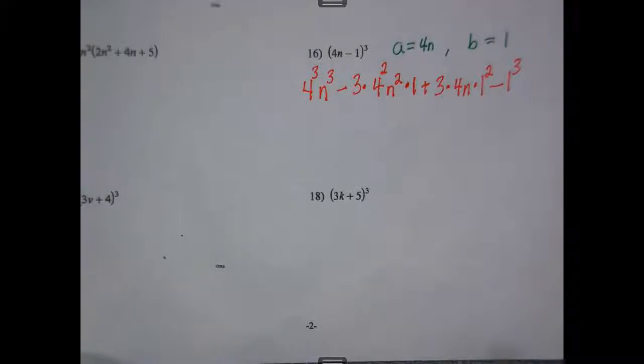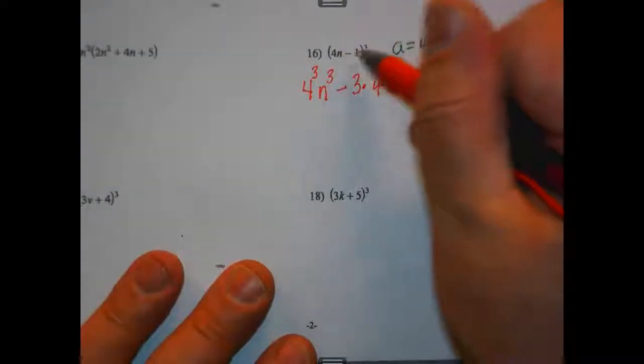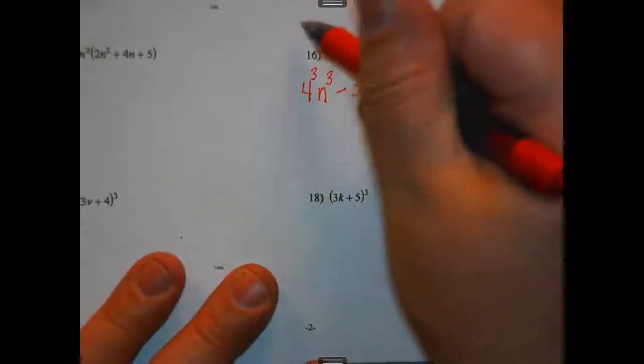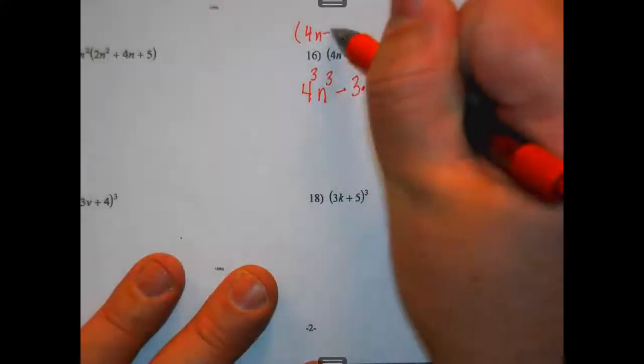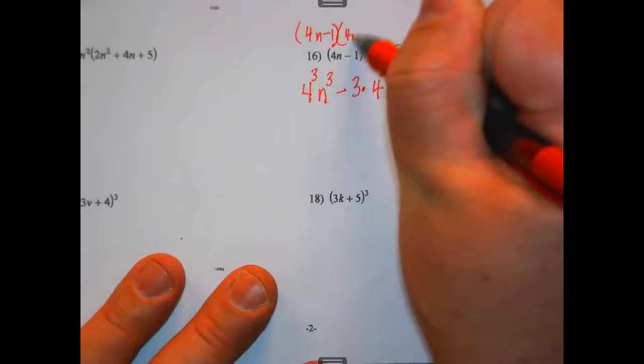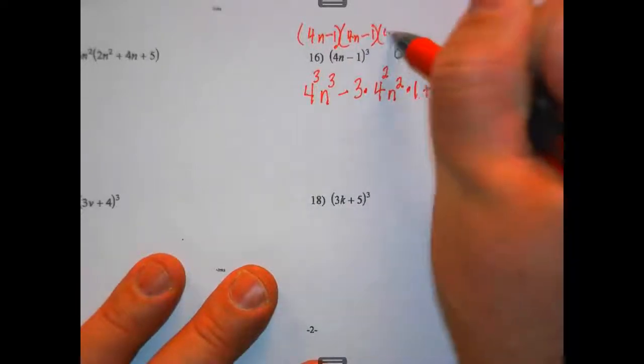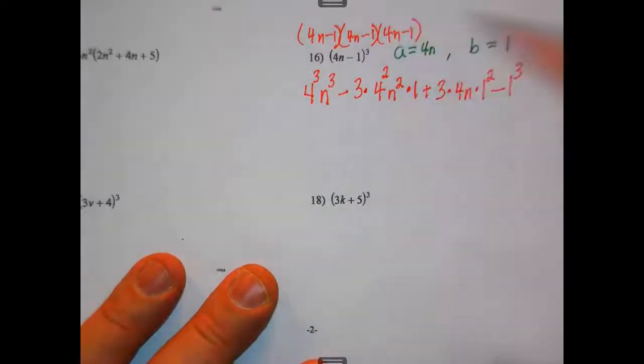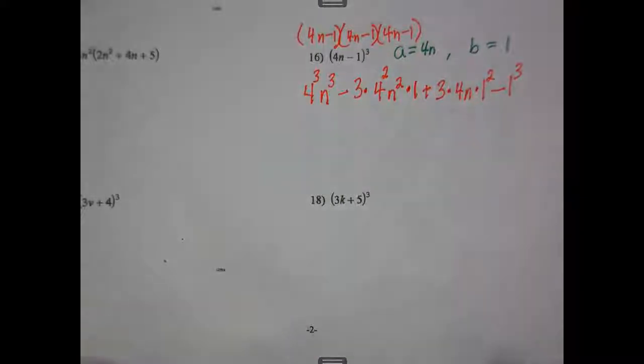Well, 4n minus 1 is a binomial. This really means 4n minus 1 times 4n minus 1 times 4n minus 1. That's why we call it a cubed binomial.